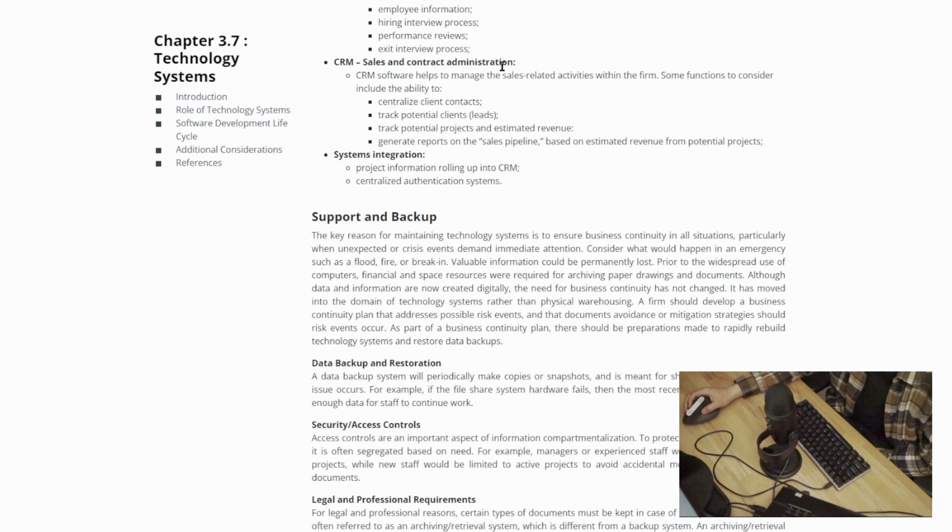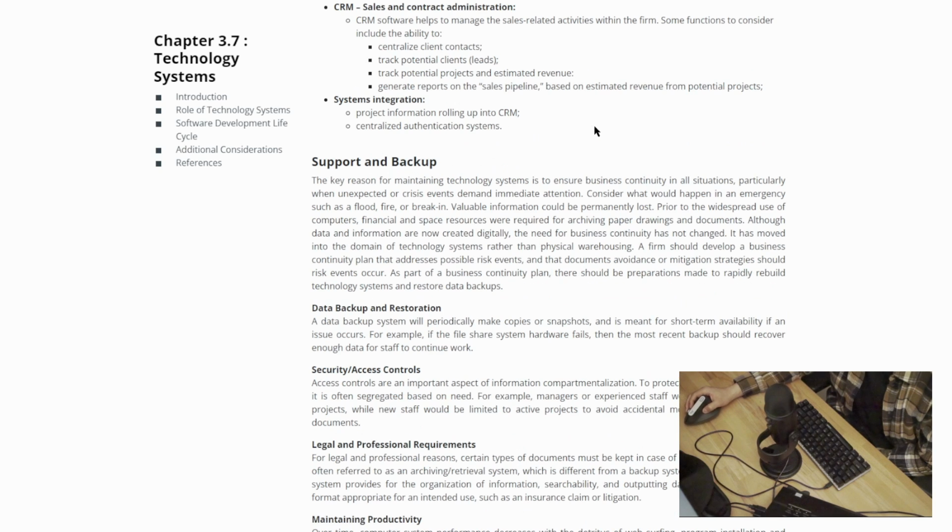CRM, sales and contract administration. CRM software helps to manage the sales-related activities within the firm. Some functions to consider include the ability to centralize client contracts, track potential clients' leads, track potential projects and estimated revenue, generate reports on the sales pipeline based on estimated revenue from potential projects. Systems integration: project information rolling up into CRM, centralized authentication systems.